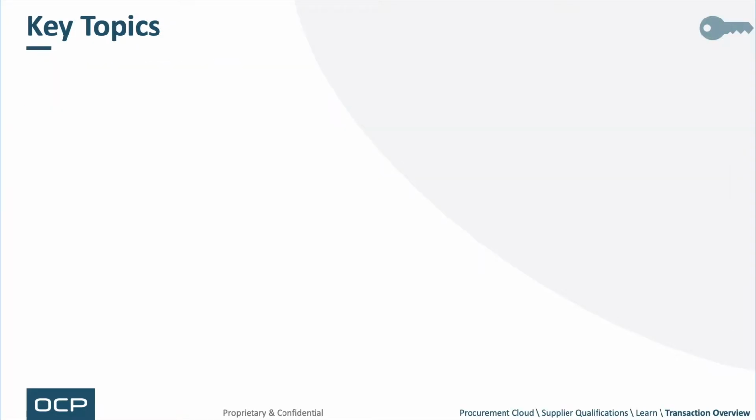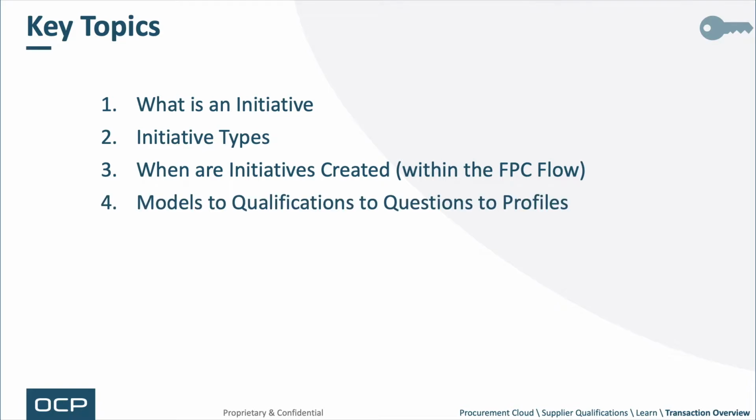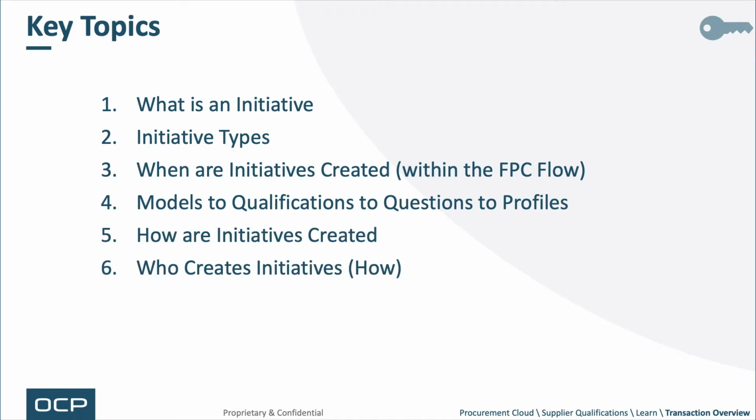Okay, so key topics are as follows. What is an initiative? Initiative types. When are initiatives created, within the overarching FPC business process flow. And we'll talk about this idea of models to qualifications to questions to profile. It's really meant to articulate the structure of what's occurring, because it'll help explain the what, how, why, and when. We'll also talk about how initiatives are created, who creates them, and how. And then lastly, why are initiatives created at all?